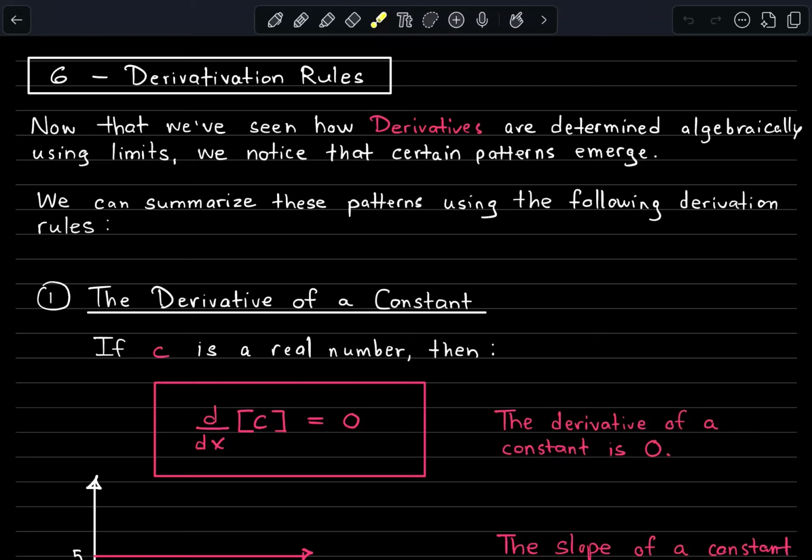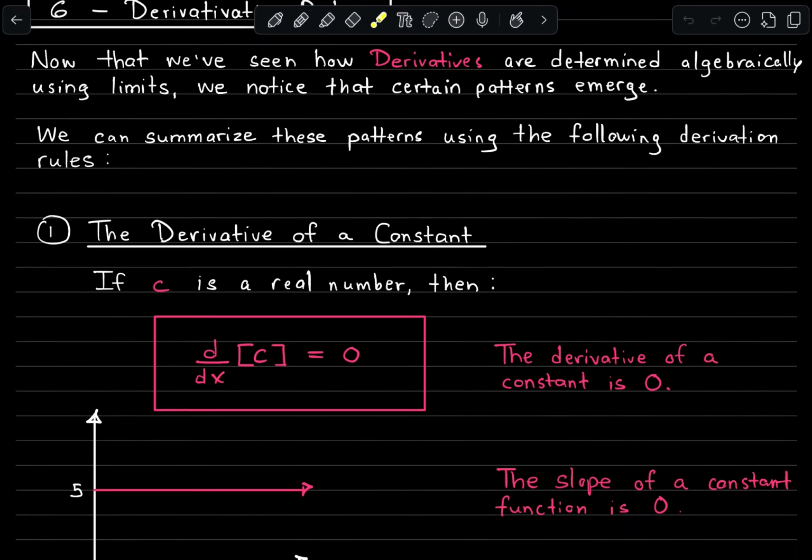Welcome to Calculus Lecture 6. This is Derivation Rules. Now that we've seen how derivatives are determined algebraically using limits, we notice that certain patterns emerge. We can summarize these patterns using the following derivation rules.